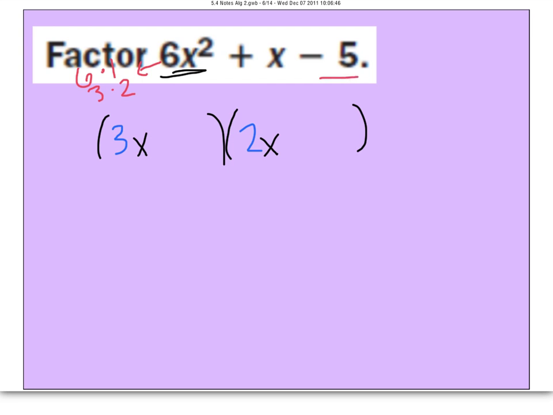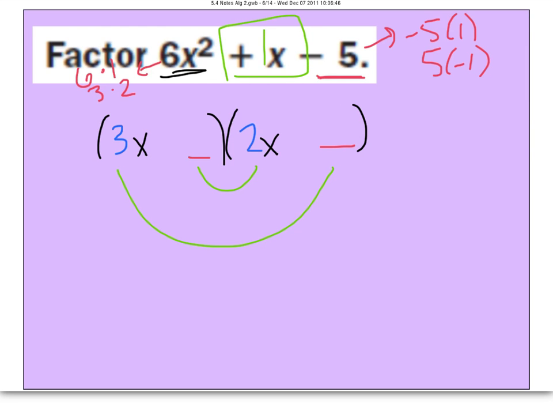Now let's do factors of -5. There's 2 of them, -5 and a 1, or a +5 and -1. And I have to put them here such that when I check it out, this will come back to equaling a positive 1x. Okay, so where should we put it?